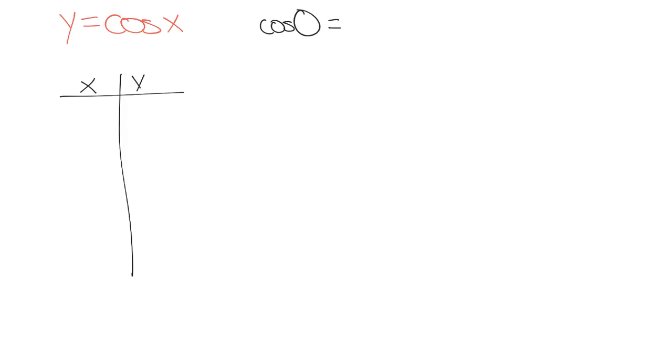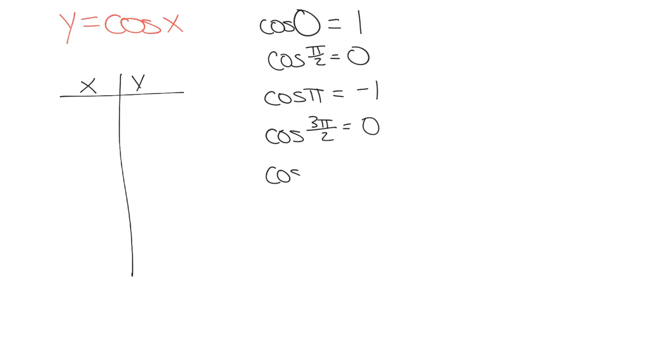Cosine of 0 is 1. Cosine of pi over 2 is 0. Cosine of pi is negative 1. Cosine of 3 pi over 2 is 0. And then cosine of 2 pi is 1.